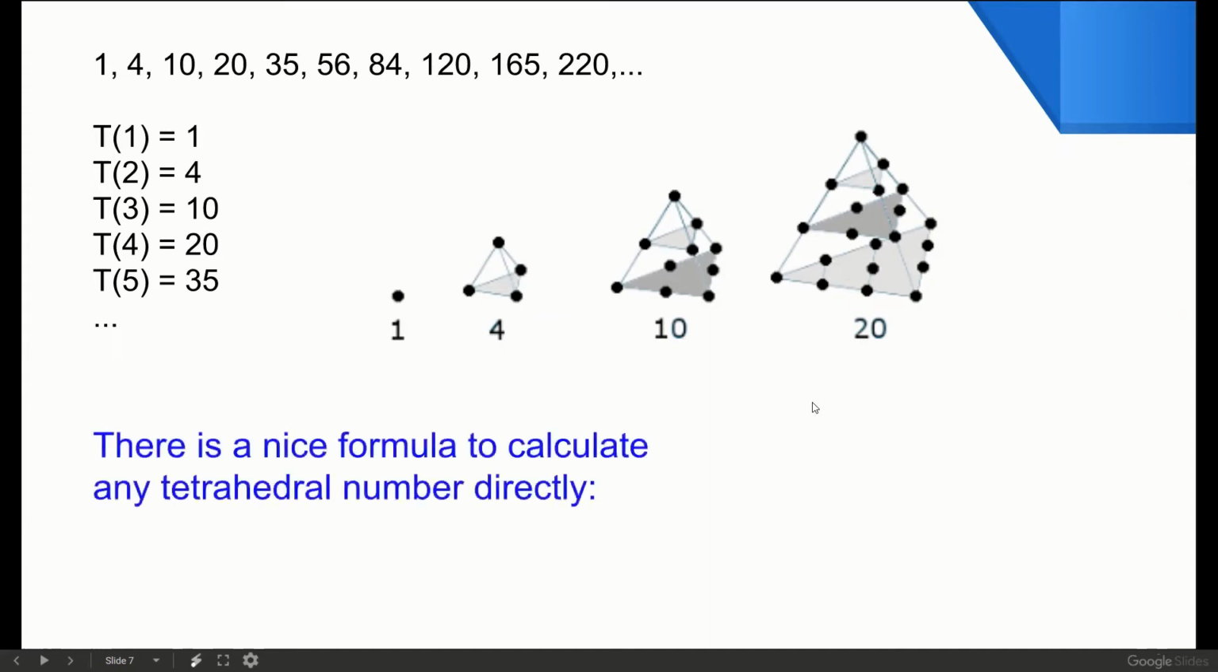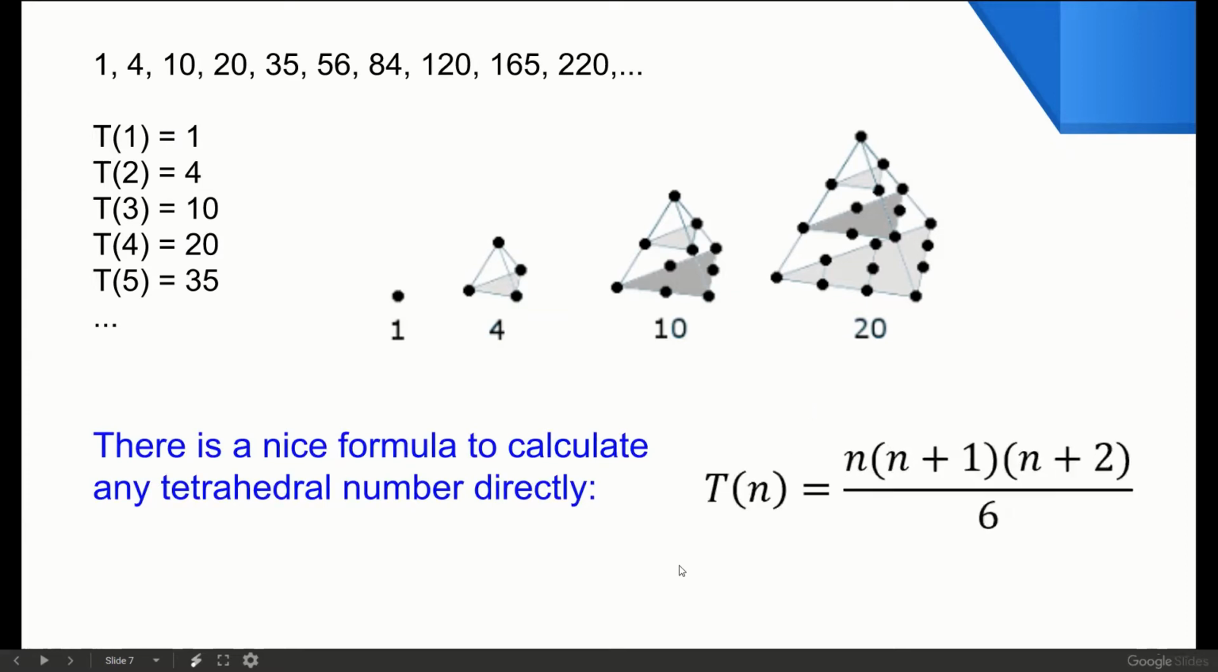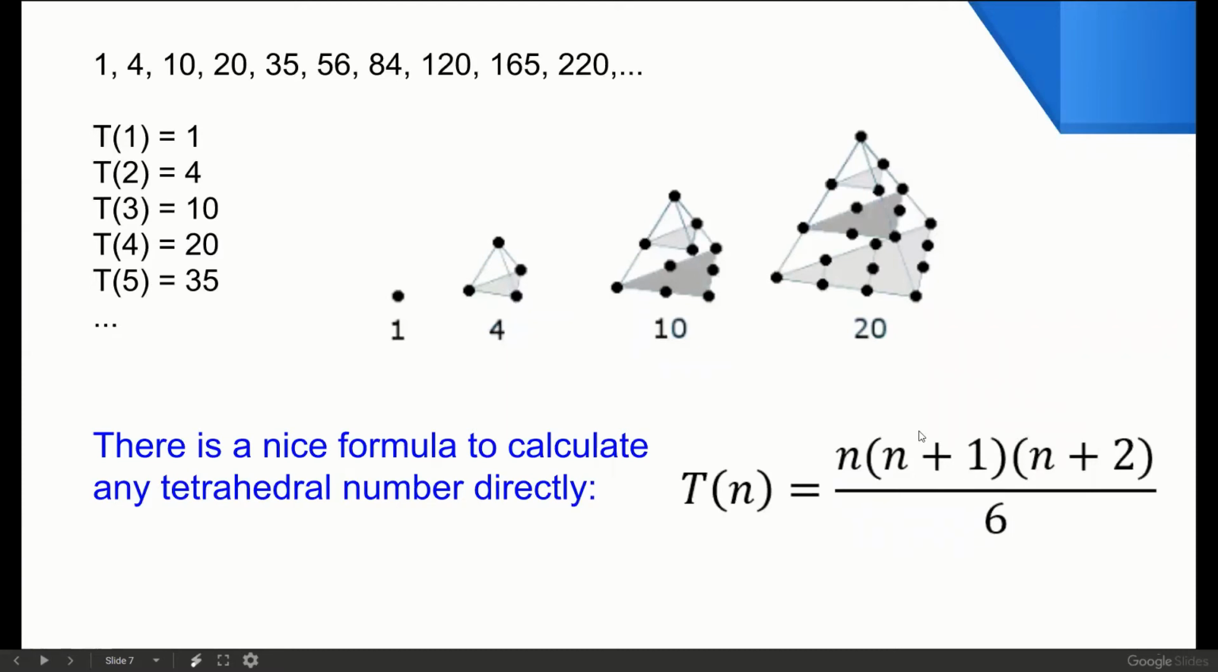There is a nice formula to calculate any tetrahedral number directly, and it's T of n equals n times n plus 1 times n plus 2 over 6. Maybe let's do n equals 4. The 4th tetrahedral number: we would take 4 times 5 times 6 and then divide by 6. And that is in fact 20. But why is this formula what it is?